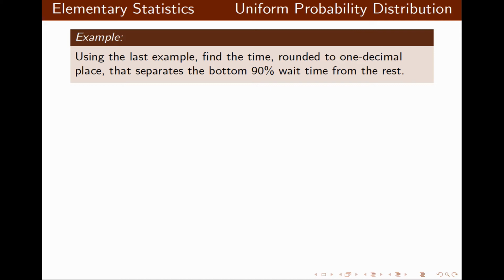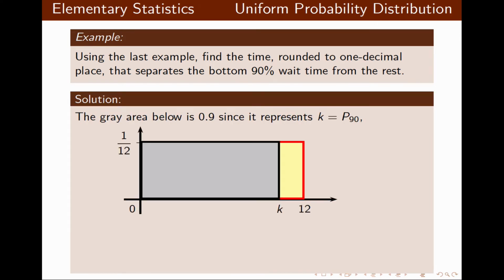Now, using the last example, we want to find the time, rounded to one decimal place, that separates the bottom 90% wait time from the rest. So we want the gray region to have an area of 0.9, and the yellow region, of course, will have an area of 0.1. This is the same as finding the 90th percentile. So basically, we want to find k equal to P90. So the probability that x is less than k in terms of the area would be k minus 0 times 1 over 12. But we know the area to the left is 0.9. So we're going to do a little bit of algebra, and we get k equal to 10.8.